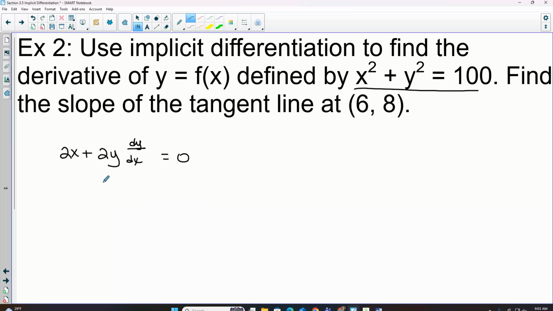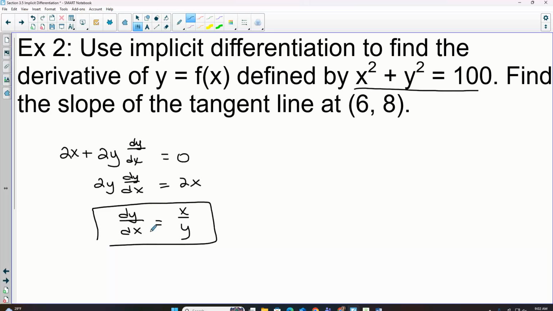All right, so now you could solve for dy dx. 2y dy dx is equal to 2x. So dy dx is, if I divide by 2y, x over y. Oh, that should be a negative though, shouldn't it? I subtracted over my 2x. So we can do these derivatives without first solving for y. Just whenever you do the derivative of a y within it, you put dy dx.